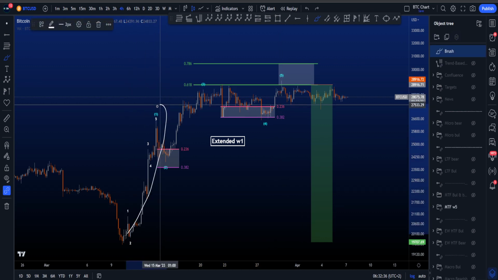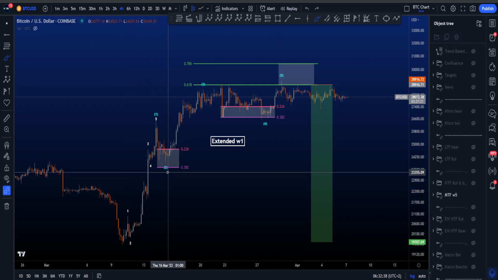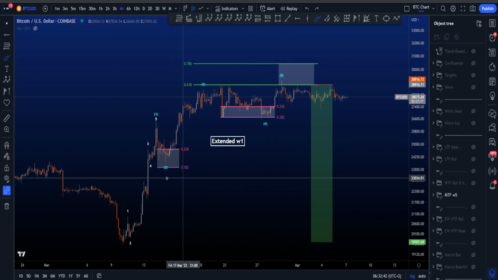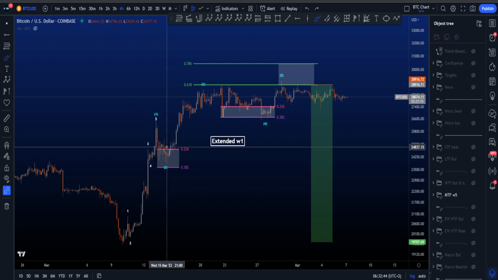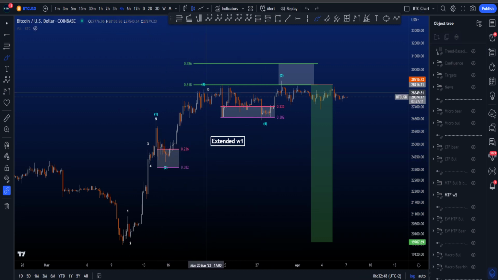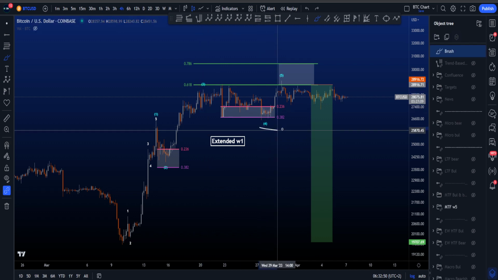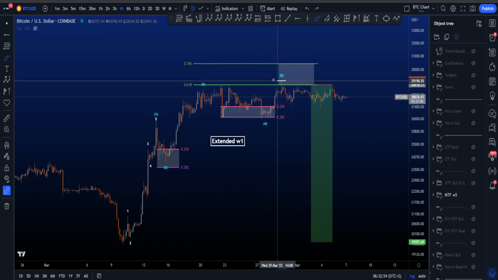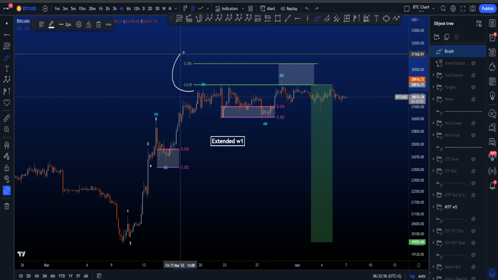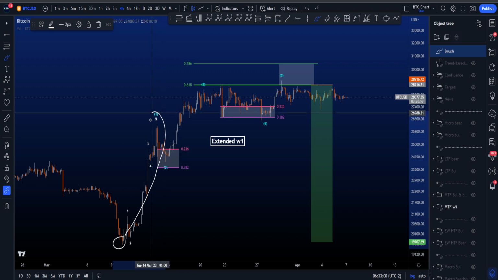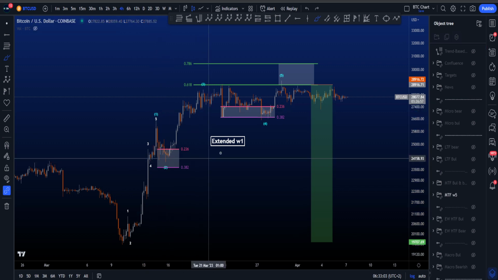This means that this wave 1 over here is an extended wave because the targets for wave 2, 3, 4 and 5 then change. In an extended wave 1 impulsive move, the targets for wave 2 are the 236 and the 382. Wave 3 does not have a target. Wave 4 most common target is the 236 and the 382 as well. And for wave 5 the most common target is between the 0.618 and the 0.786, taken from the low of 1 to the high of 1 to then the low of wave 2.